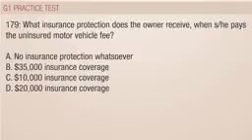Question 179. What insurance protection does the owner receive when he pays the uninsured motor vehicle fee? A. No insurance protection whatsoever. B. $35,000 insurance coverage. C. $10,000 insurance coverage. D. $20,000 insurance coverage.